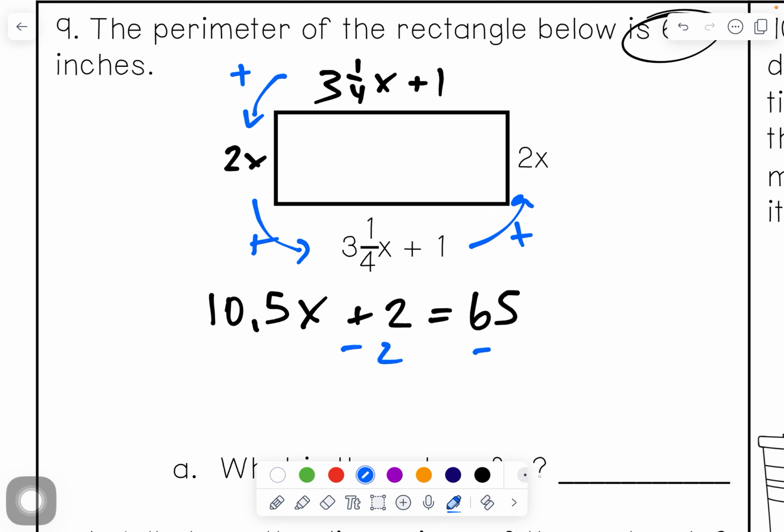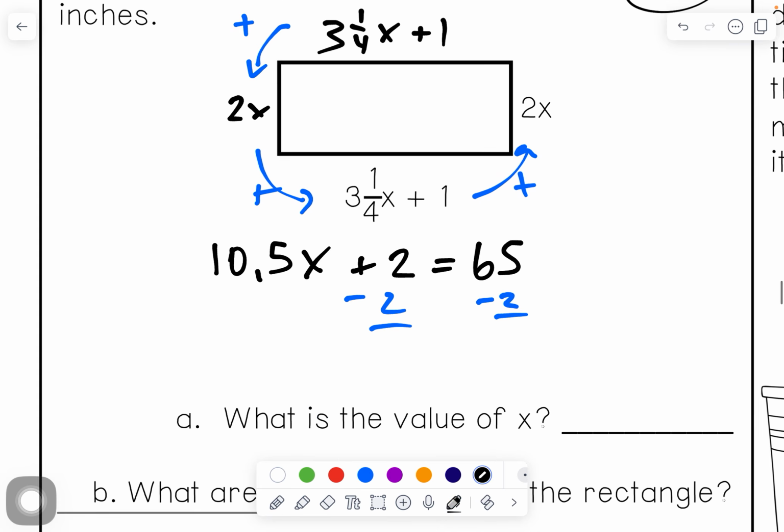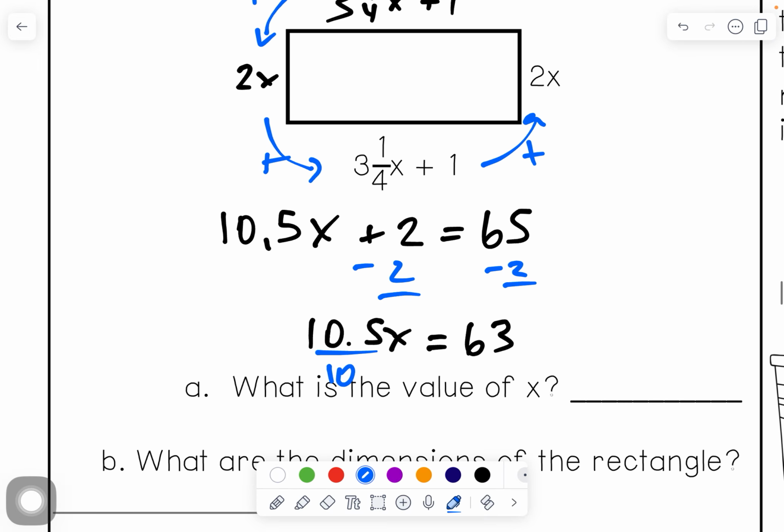So I'll minus 2 from both sides, doing my inverse operation. So 10.5x equals 63. And then I'm going to take 63 and divide that by 10.5, and I'm going to find out that x equals 6.